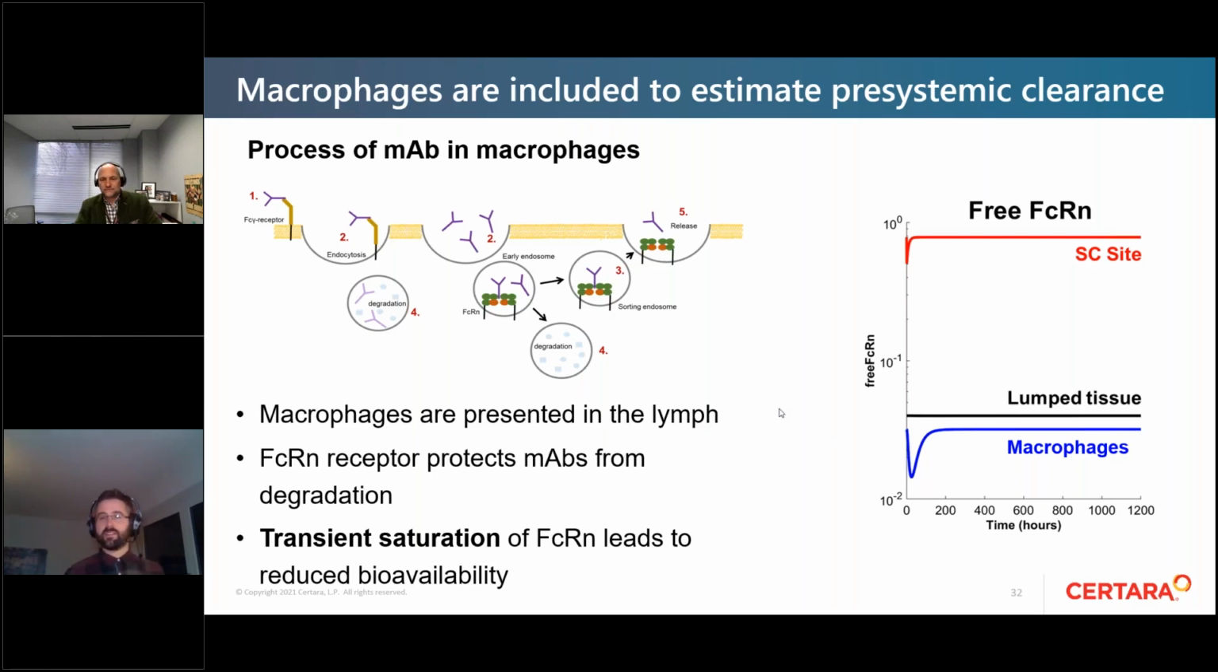So onto the right-hand side, what you can see here is the free fraction of this receptor. For the black line, a typical organ, you don't see any changes. But the blue line is those antigen-presenting cells directly at the SC site, and you can see initially a drop in this free fraction, and that's the saturation, and then it returns back to the baseline level. Interesting.